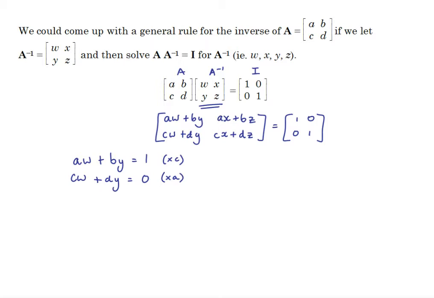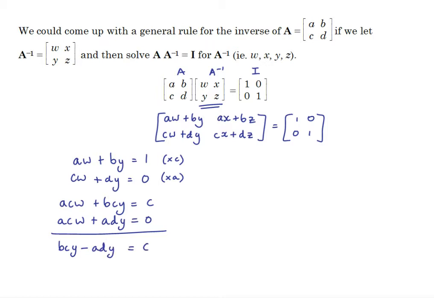So we're going to get ACW plus BCY equals C. And we're going to get ACW plus ADY equals 0. We're going to subtract them to eliminate the ACWs. So we're just going to have BCY minus ADY equals C. I'm going to factor out the Y. BC minus AD equals C. And so Y is C over BC minus AD.